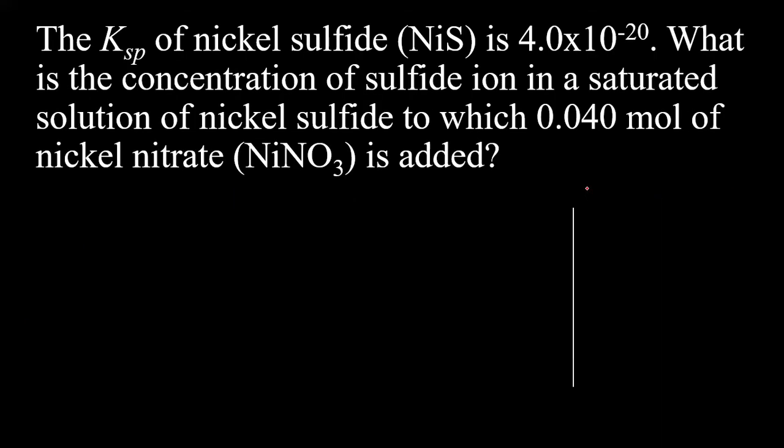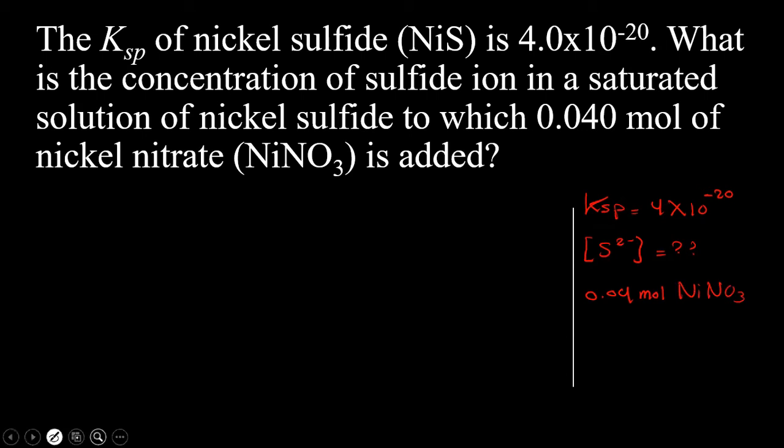Here for the second problem, the Ksp of nickel sulfide is 4 × 10^-20. So I'll write the given: Ksp equals 4 × 10^-20. What is the concentration of sulfide ion? So you will calculate the unknown concentration of sulfide ion in a saturated solution of nickel sulfide to which 0.04 mole of nickel nitrate is added. You have 0.04 mole of nickel nitrate added.